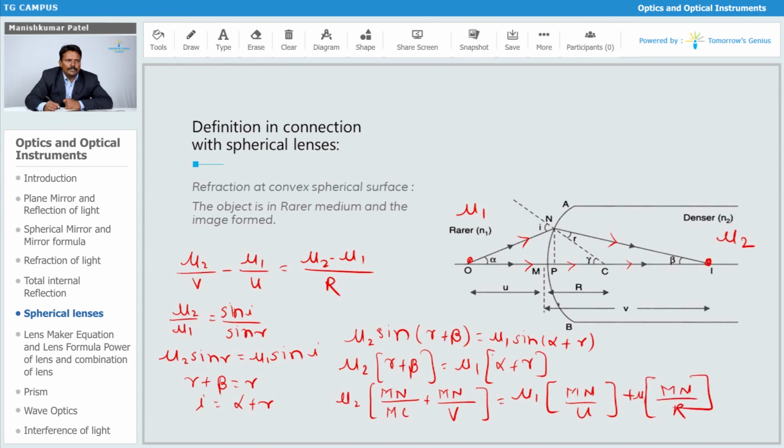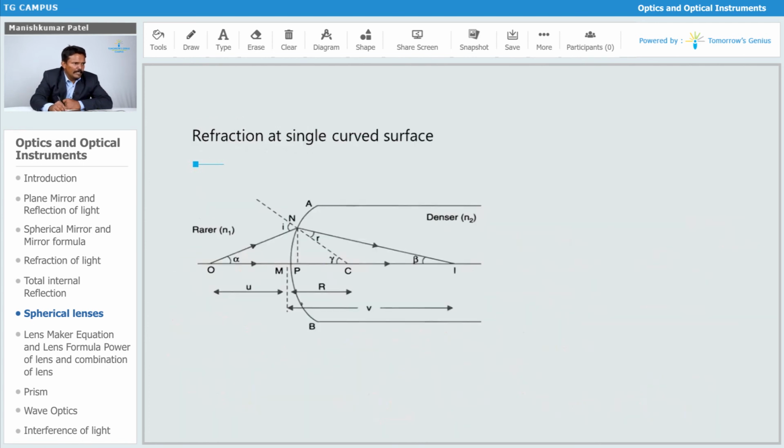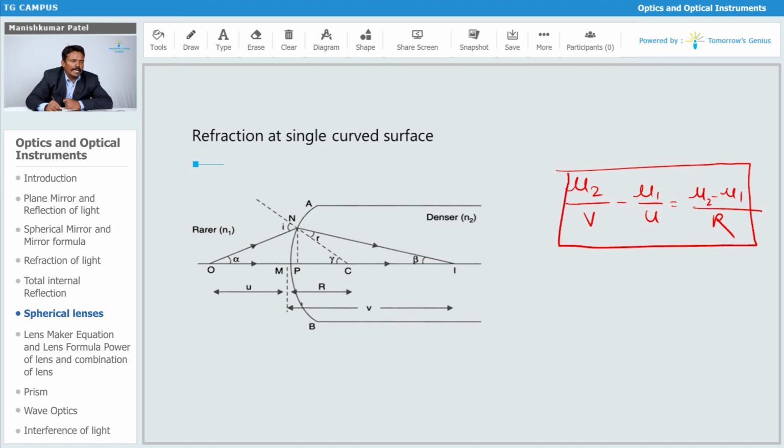Now you have to simplify this. If you simplify, finally you will get the result: mu2 upon v minus mu1 upon u equals mu2 minus mu1 upon r, where r is the radius. So this is the expression for refraction at a single curved surface. This is obviously necessary while deriving the expression for the lens maker equation.